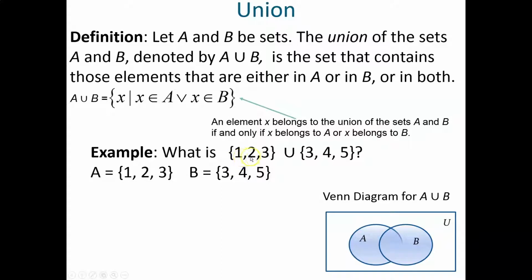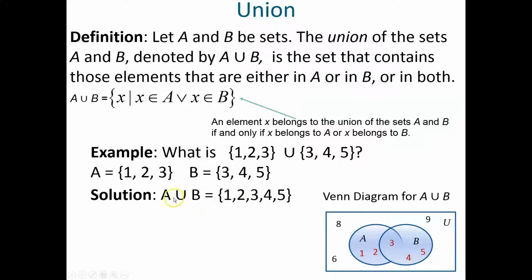Let's put these values in the Venn diagram. So set A will have values 1, 2, 3. So it could be like this. And set B has the values 3, 4, 5. So 3, 4, 5 will go in here. And notice we have 3 common in both sets. Here there's a 3, here there's a 3. And you might have some other numbers which we are not concerned with. 8, 6, 9. Those are outside of set A and set B.